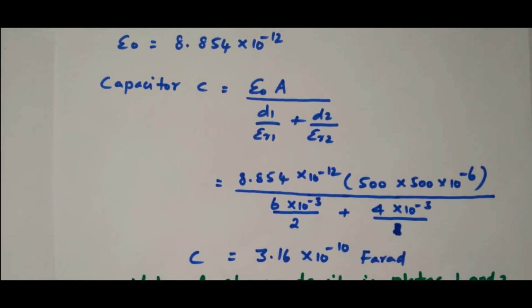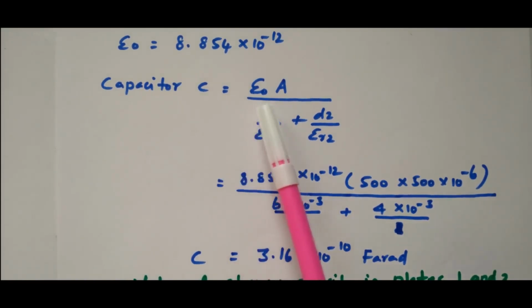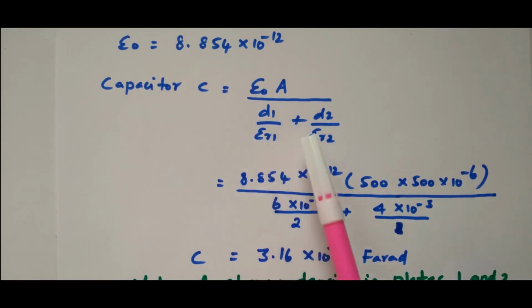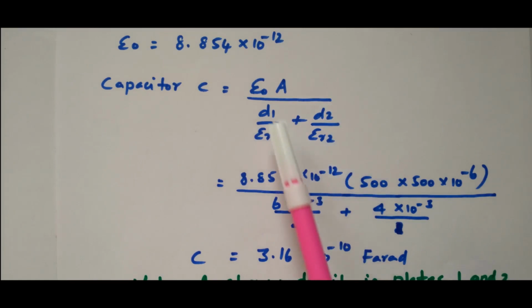So the capacitance with two dielectrics is nothing but epsilon naught A divided by (D1 divided by epsilon R1 plus D2 divided by epsilon R2), right? Now we'll substitute the values. Epsilon naught is 8.854 into 10 to the power minus 12. What is the area? 500 into 500 into 10 to the power minus 6. This is the first dielectric, the thickness is 6 into 10 to the power minus 3, and the permittivity value is 2. Second dielectric, 4 into 10 to the power minus 3, that is air, so the value will be 1, right? By simplifying this, what we got is 3.16 into 10 to the power minus 10 farad. So the capacitance value is calculated for these two dielectric materials. C will be 3.16 into 10 to the power minus 10 farad.